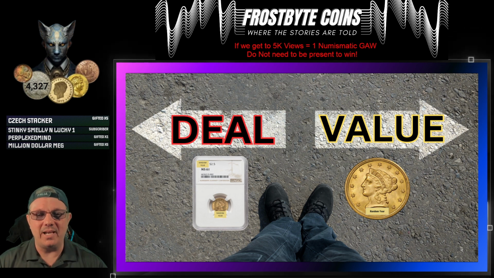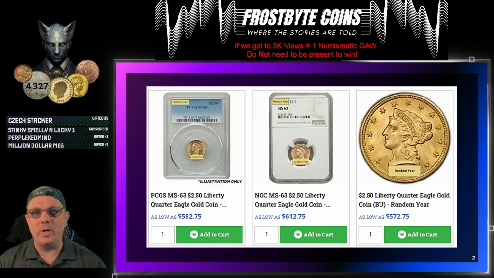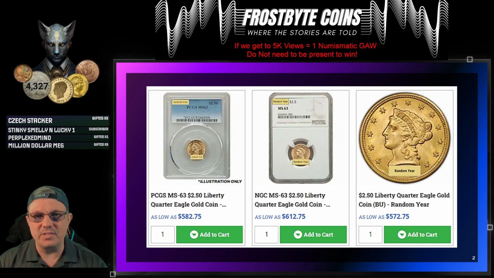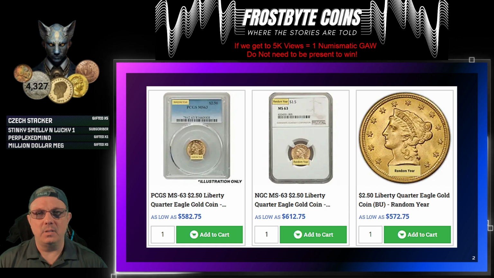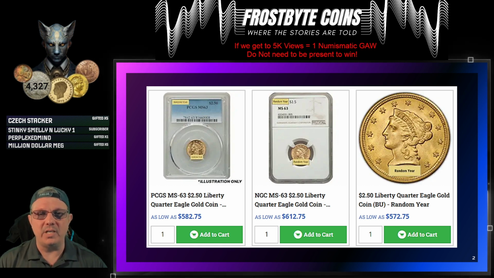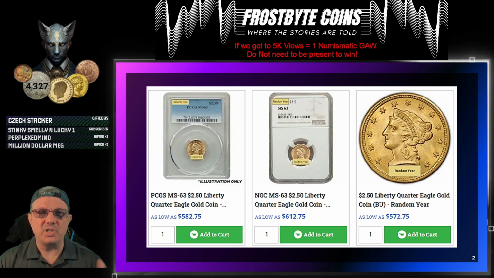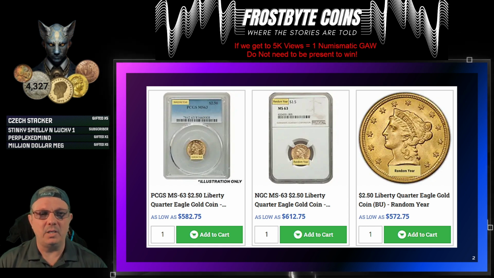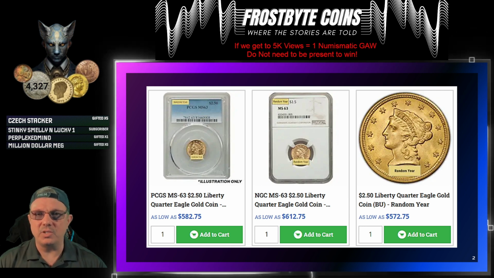Now, as you can see today, I'm looking at gold coins, but this doesn't just go for gold. You can utilize this for silver coins and anything numismatic. So when we look at this particular one, we're looking at two coins that are MS63, and then we see a BU coin. I want to look at the prices of the MS63s. So you'll see that we have a PCGS coin, MS63, 2.5 Liberty, Quarter Eagle, and then we have one from NGC.